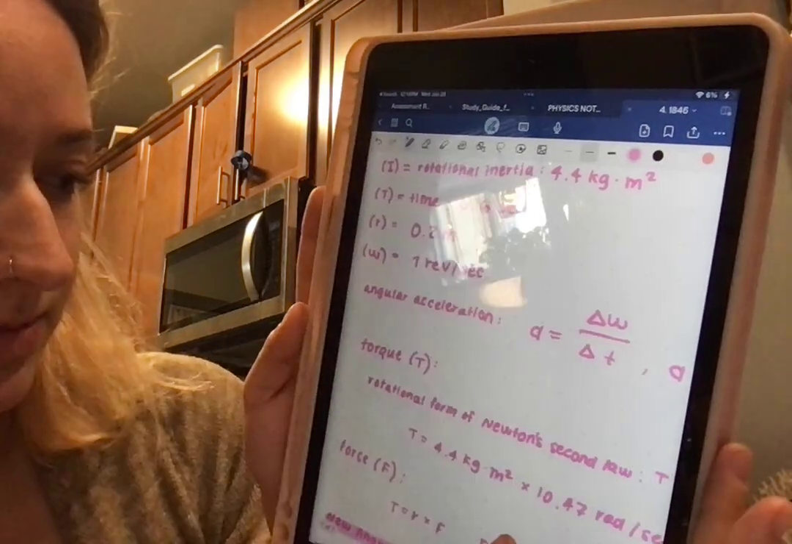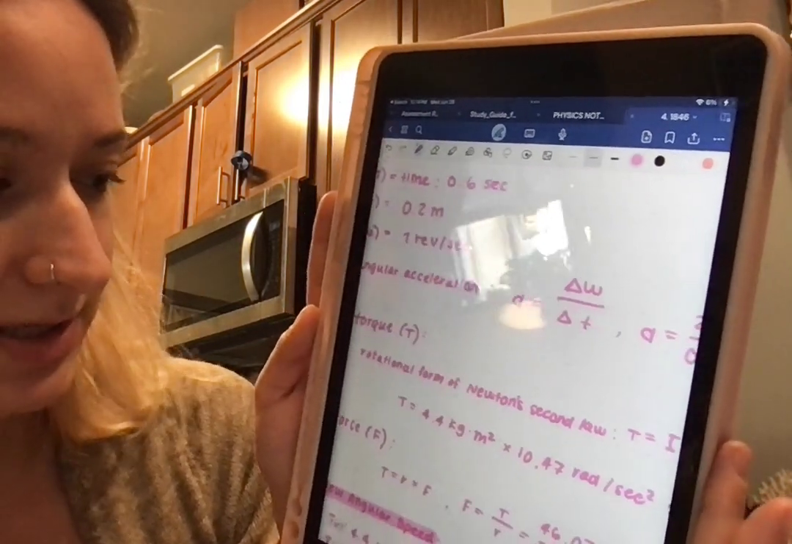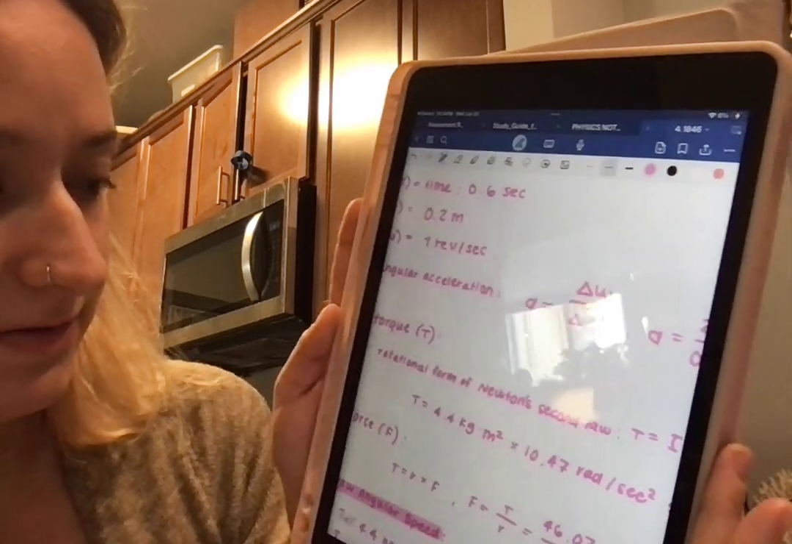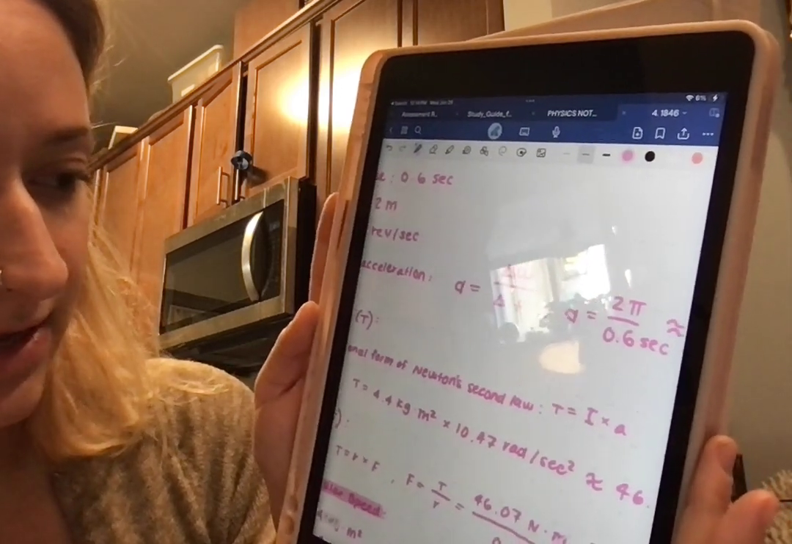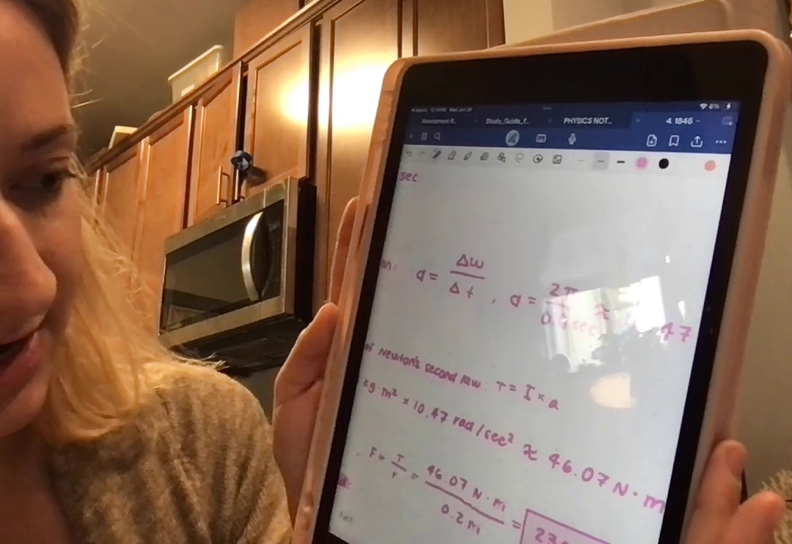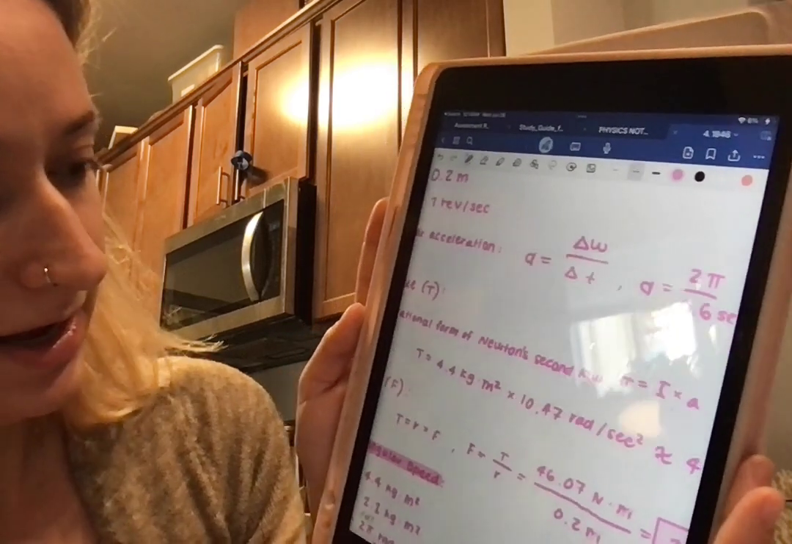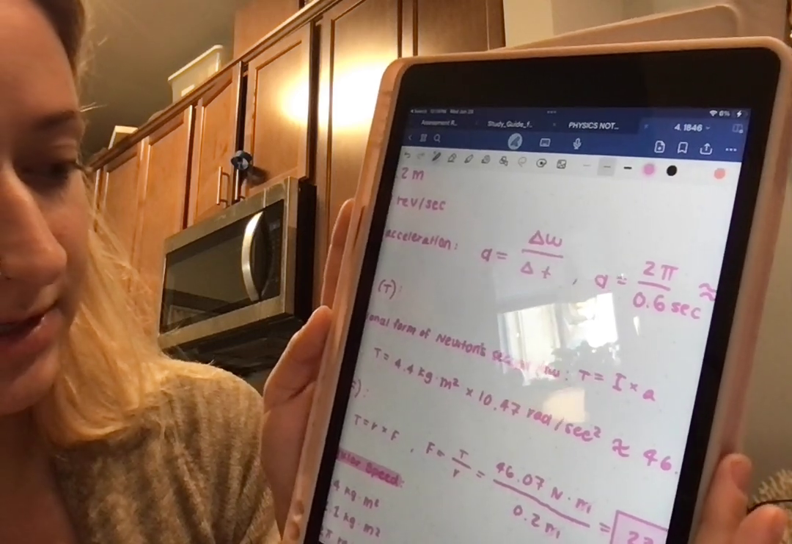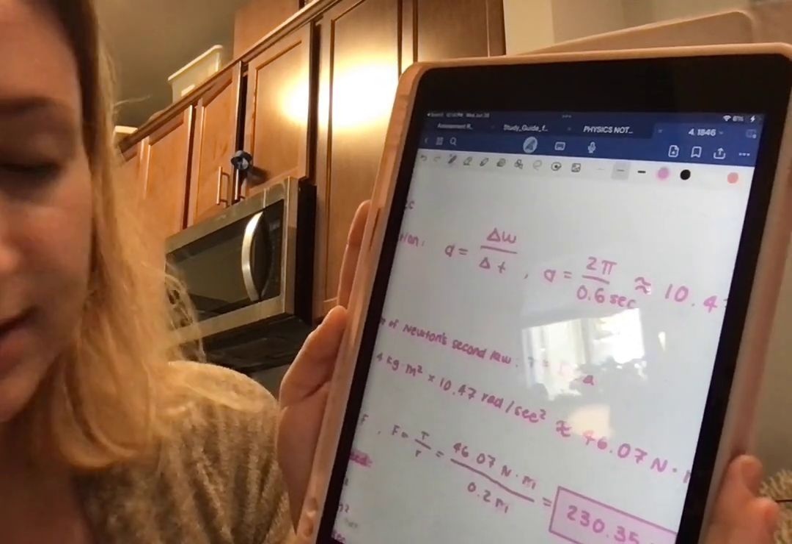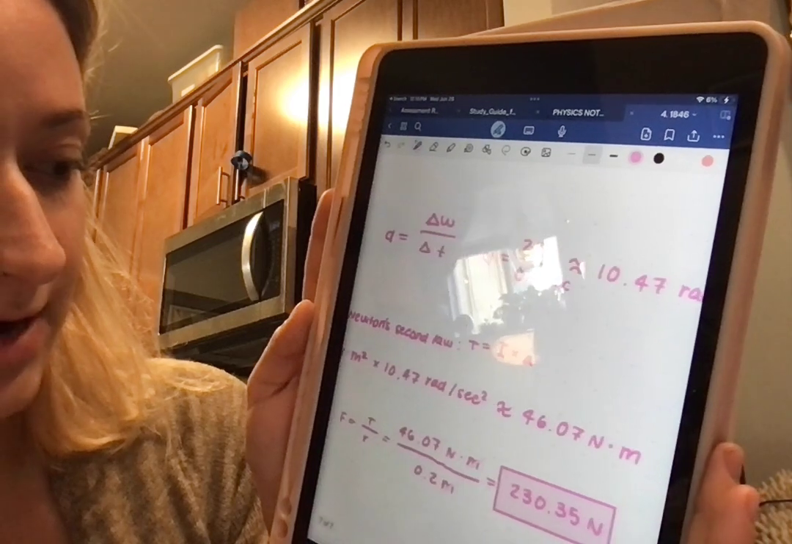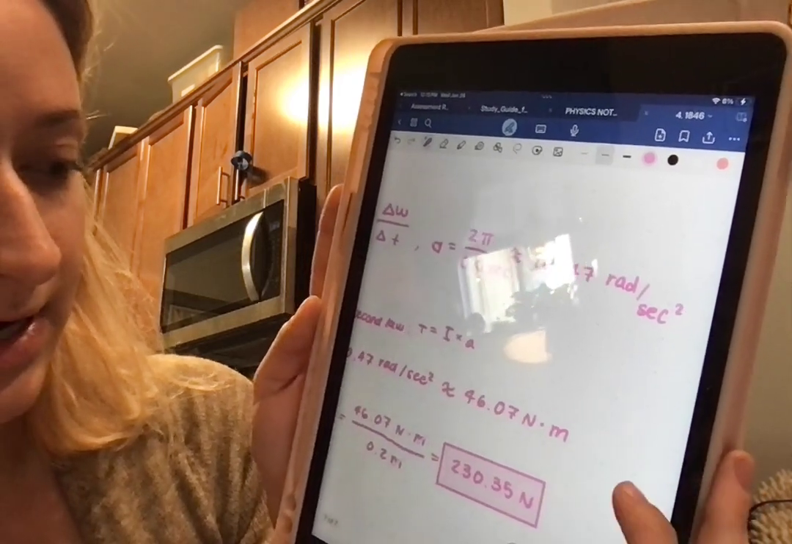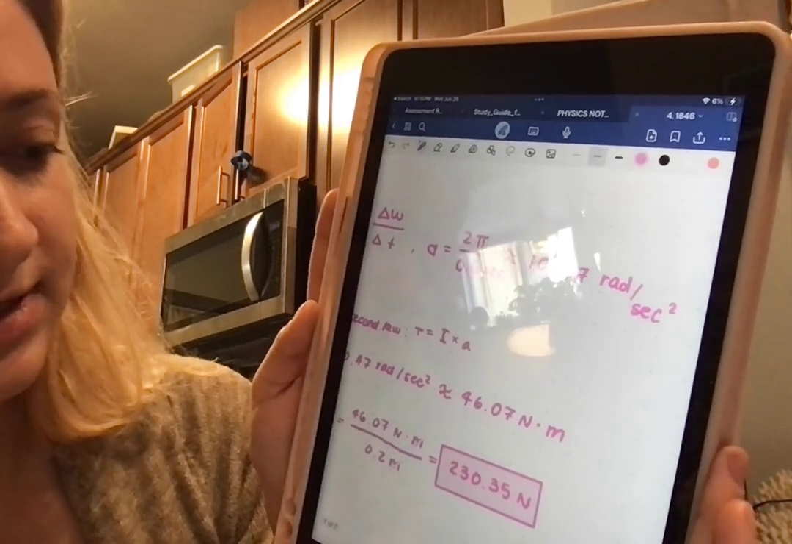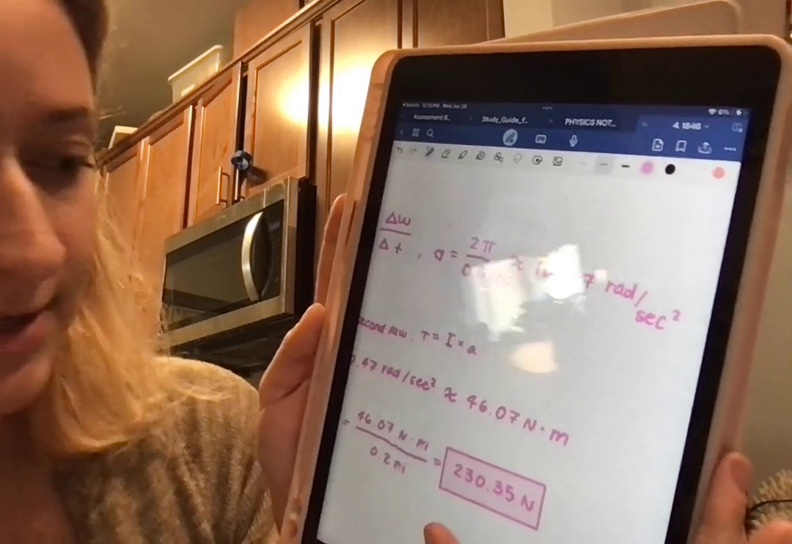And then the second step was to find the torque, T. To do this I've used the rotational form of Newton's second law, which is I times A, and this comes to 4.4 kilograms times meters squared times what I just calculated, 10.47 rad per second squared. When I did this, I got 46.07 newtons times meters.